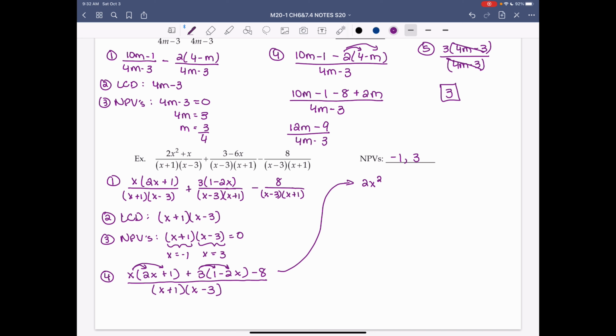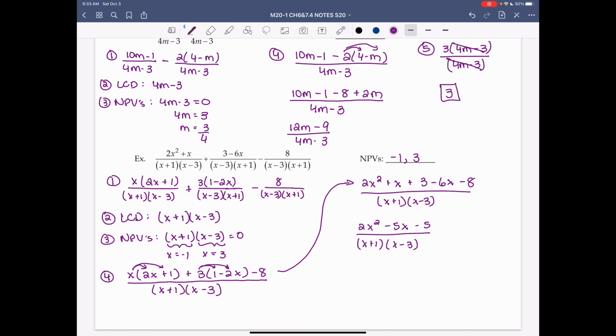2x squared plus x plus 3 minus 6x minus 8 over x plus 1, x minus 3. Combine our like terms. 2x squared, x and negative 6x is negative 5x, and then 3 and negative 8 is negative 5 over x plus 1, x minus 3.